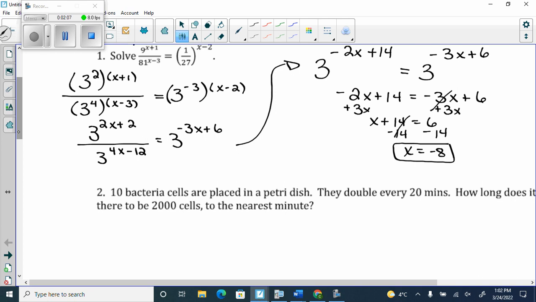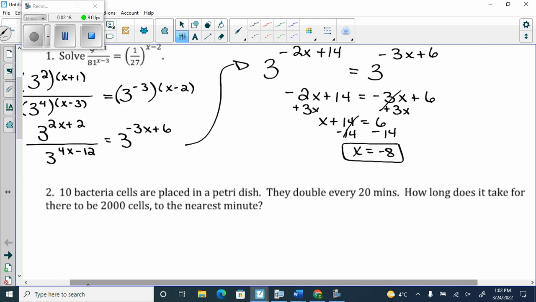Number 2 is a word problem. I told you you're going to have one of each word problem type. If there's 3 word problem types, you're going to have one of each on your test. This one is the doubling word problem. So it says 10 bacteria cells. So that's I. Are placed in a petri dish. They double. So R is 2. They double every 20 minutes.